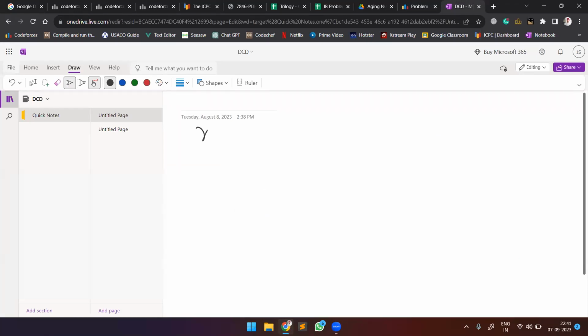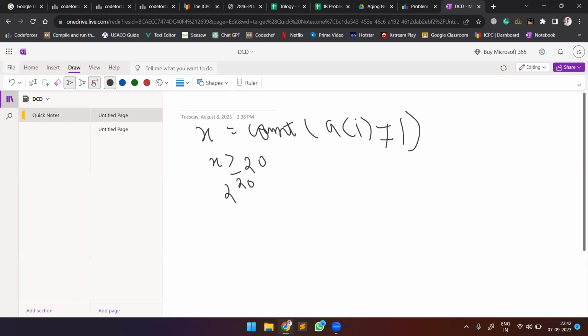Let x be the count of a[i] not equal to 1. Let us consider if x is greater than or equal to 20. It means that the product of numbers is at least 2 raised to 20, because the minimum number is 2, which is near 10 raised to power 6. So it means that I should take all the numbers, right? Because it would maximize the sum.